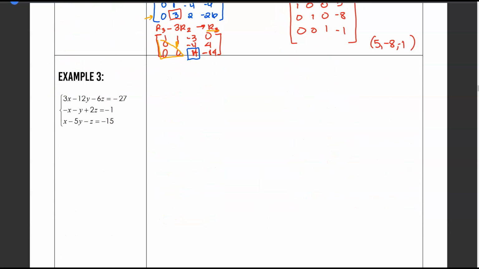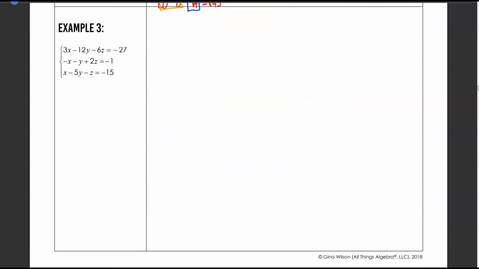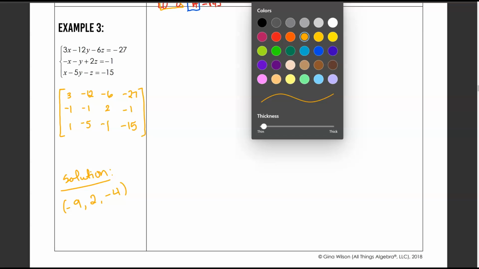Okay, let's move on. I'm going to have you try example 3. So take a moment to try that one. All right, so for this one, did you obtain the solution -9, 2, and -4? Hopefully you did. You might be wondering, why didn't you write out the row operations?